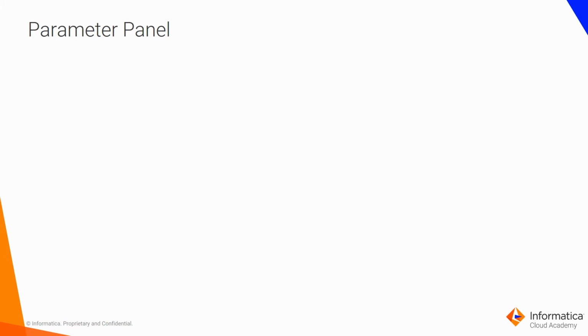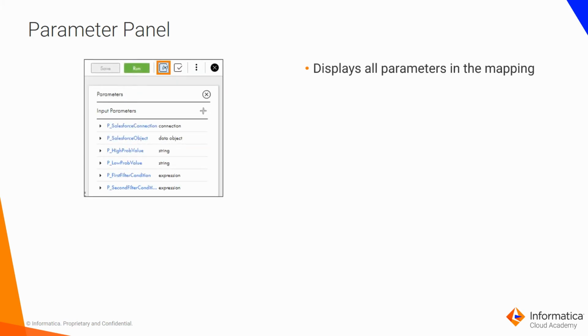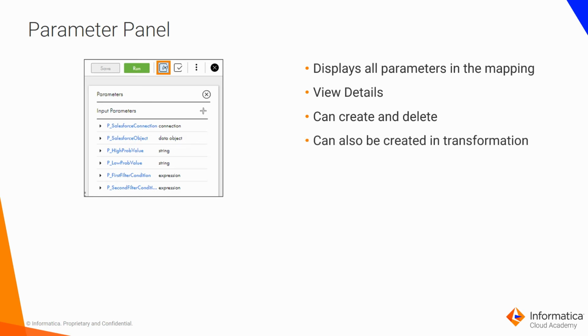The parameter panel displays all parameters in the mapping. You can view details about the parameter and the transformation where the parameter is used. You can create a parameter in the parameter panel or in the location where you want to use the parameter. Note that once you create a parameter, you cannot edit it. Create parameters as needed. When you create a parameter in the parameter panel, you create any type of parameter. In a transformation, you can create the type of parameter that is appropriate for that property.